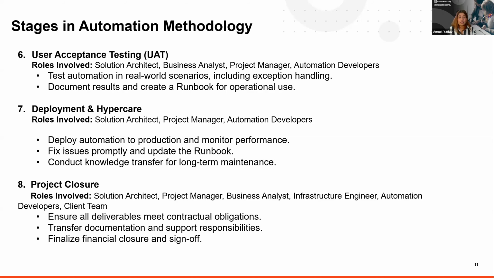The next stage is user acceptance testing, and the roles involved here would be a solution architect, a business analyst who knows the business requirement in and out, a project manager, and the automation developer. Now, here is when you would hand it over to the end user. The end user would conduct UAT in coordination with the implementation team, which is the automation developer and the solution architect, on the UAT plan that was created earlier and approved, and the bot in the pre-production environment.